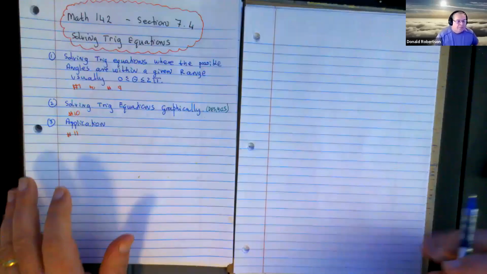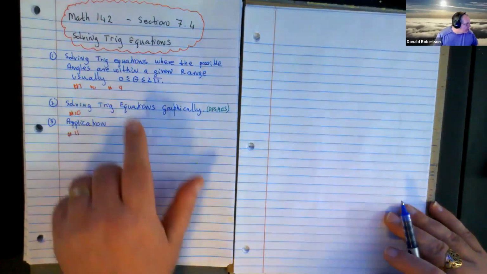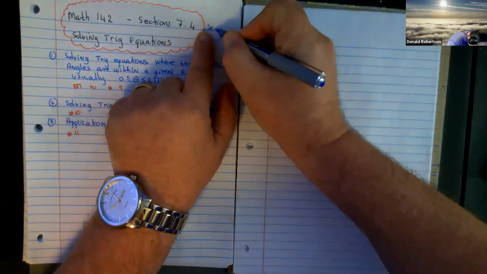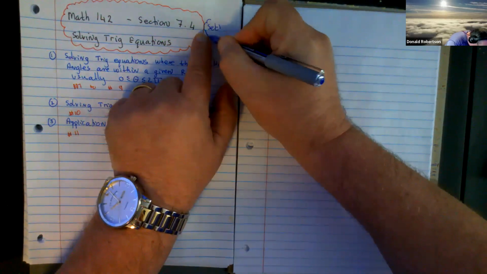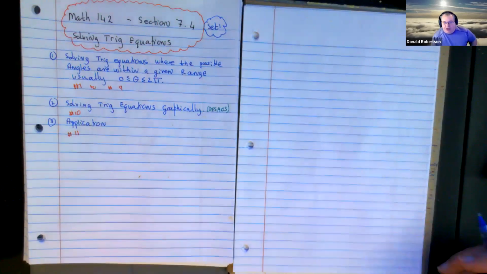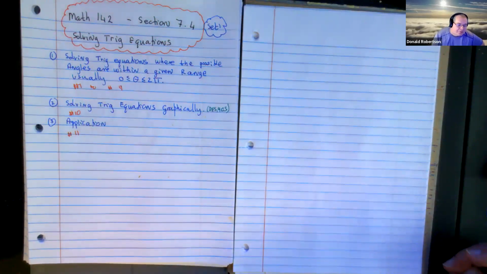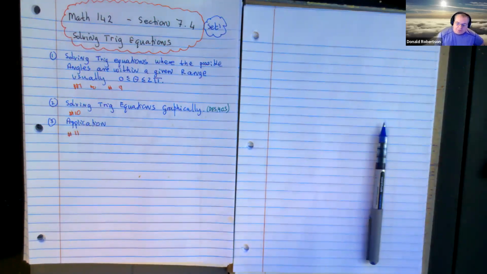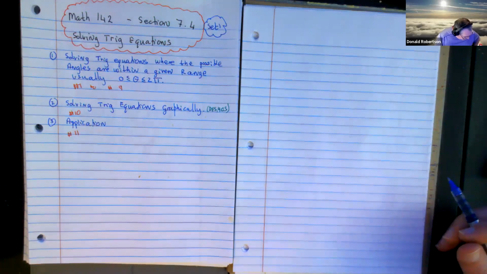7-4 today. We're going to be solving trig equations. And 7-4 is actually in two parts. This one I think is called set 1, and then the next one obviously is going to be called set 2. So really this week is devoted to one job, and that is solving progressively more difficult equations.